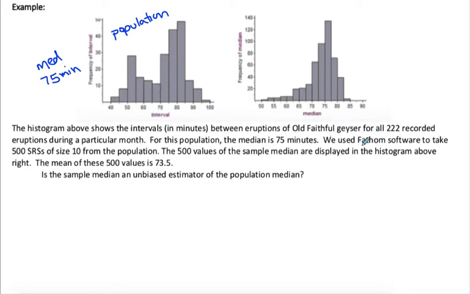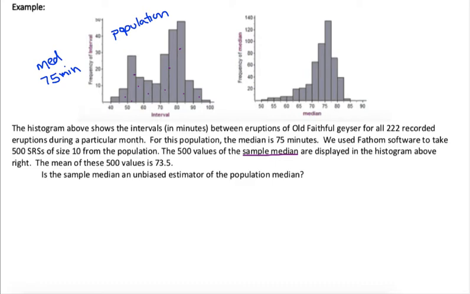We then used Fathom software, which is a computer software program that takes 500 SRSs of size 10 from this population. So that would be if I took 10 of these observations, 1, 2, 3, 4, 5, 6, 7, 8, 9, 10, and found the sample median of that, and then plotted it here. This is 500 of doing that.